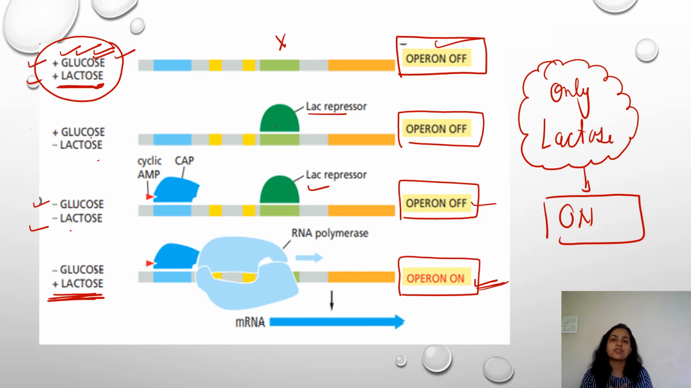Okay everyone, so this was about the Lac Operon. We have talked about the Lac Operon in two videos. In the first video, we talked about what the Lac Operon is in general, and its first mechanism of regulation, that is by the Lac repressor. In today's video, we talked about another type of regulation of the Lac Operon, that is via the cap proteins.